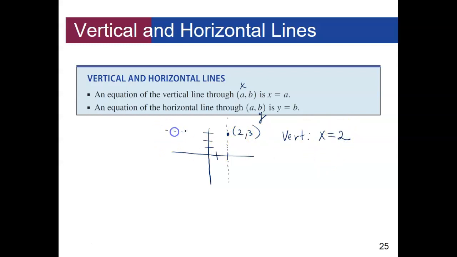If I want a horizontal line that passes through this same point, it's going to be in the form y equals, and I'm going to take the y coordinate, so it'll be y = 3. The reason for that is every point along this line, and there's infinitely many of those, they all have the y coordinate of 3. All these have an x coordinate of 2.